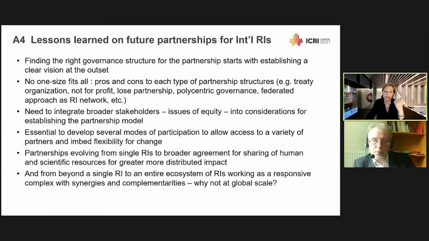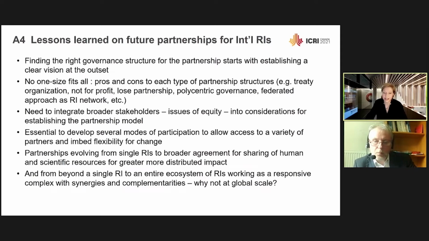And of course, there's no one size fits all approach to governance structures. Each has pros and cons and its own set of challenges, and it can evolve over time. So a lot of discussion was spent on those pros and cons.